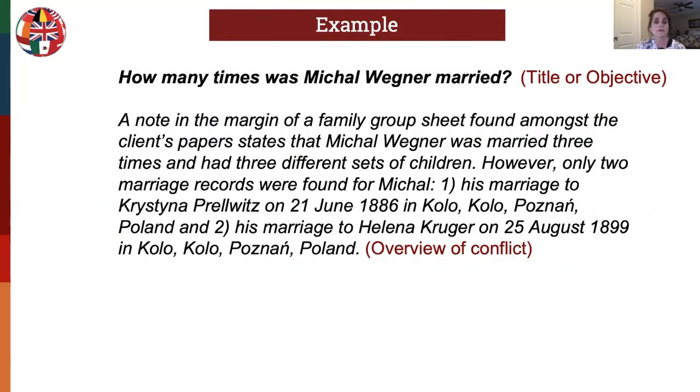Then we have our overview of the conflict. A note in the margin of a family group sheet found amongst the client's papers states that Michael Wegner was married 3 times and had 3 different sets of children. However, only 2 marriage records were found for Michael. First, his marriage to Christina Prelwitz on 21 June 1886 in Kolokolo, Poznan, Poland. And second, his marriage to Helena Kruger on 25 August 1899 in Kolokolo, Poznan, Poland.